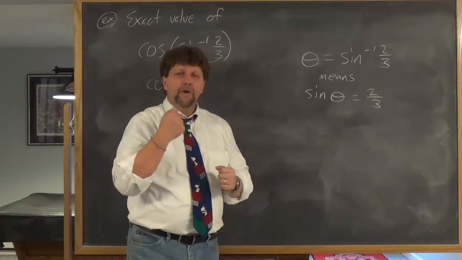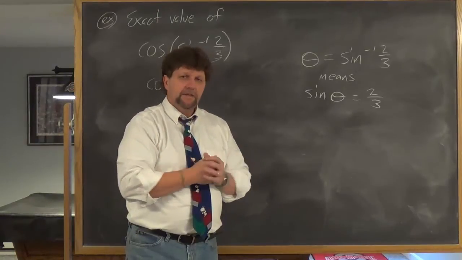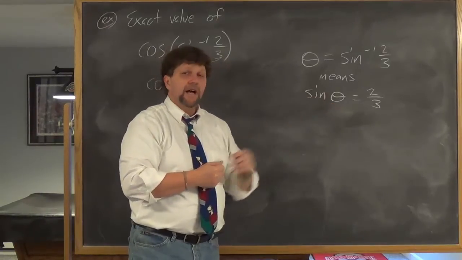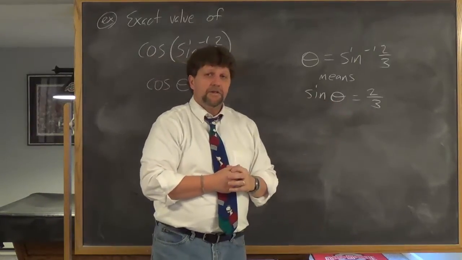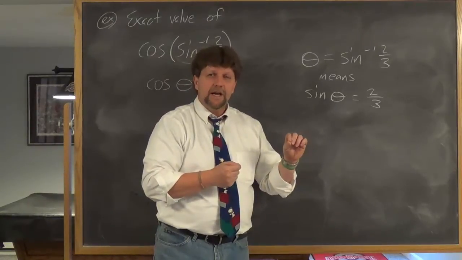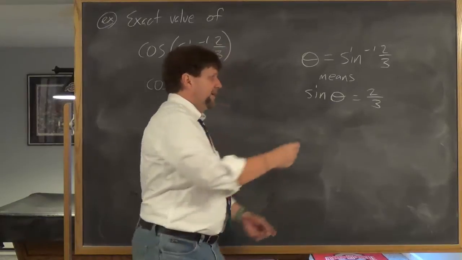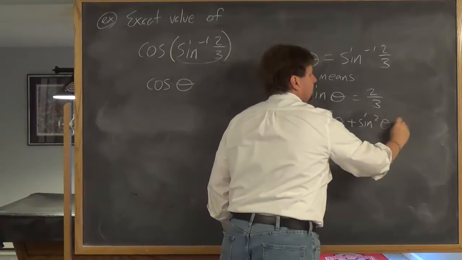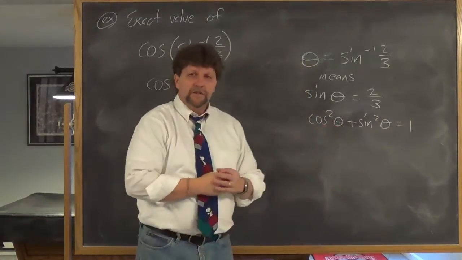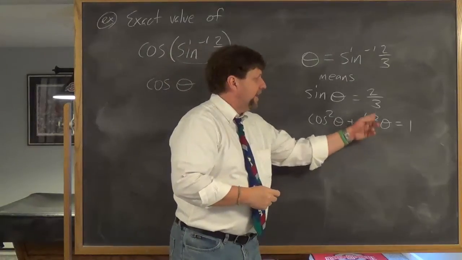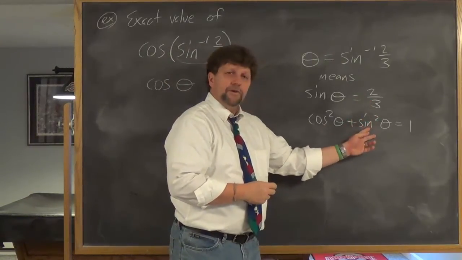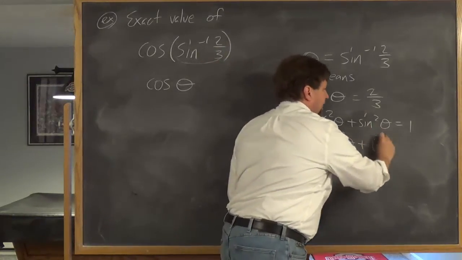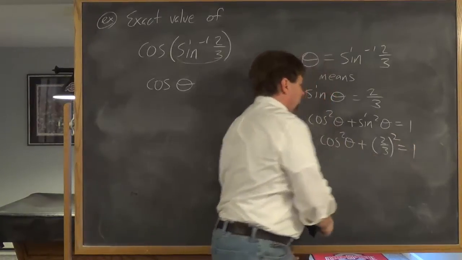Knowing the unit circle and knowing basic trig identities makes everything so much nicer, especially later on in future math classes. Whenever I know sine, and I do, I know sine theta is 2/3, I can immediately get cosine by using the Pythagorean identity, cosine squared theta plus sine squared theta equals 1. I just substitute 2/3 in here for sine of theta. So I have cosine squared plus 2/3 squared equals 1.